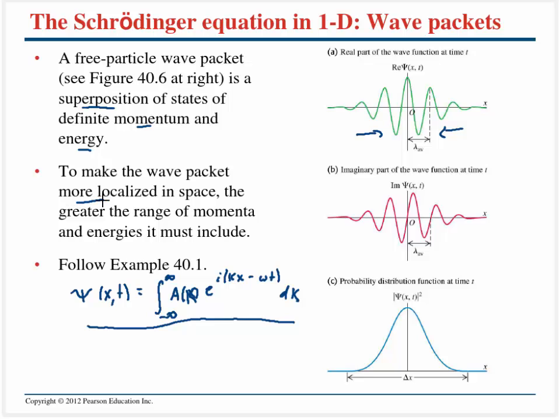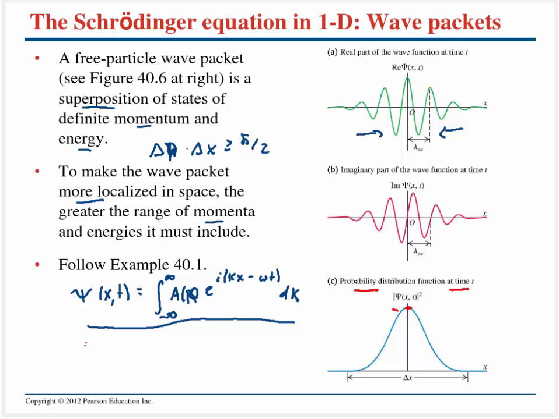And to make the wave packet more localized, then we just have to increase the range of momentum and energies it must include. And kind of the reason for that is because the delta in momentum times the delta in x must be larger than or equal to h bar over 2 pi, so Heisenberg's uncertainty principle comes back once again. Now, if we were to look at the probability distribution function at some given time t, now this guy right here will have some peak, and that's going to be kind of like the most probable place to find this particle or this wave that we're looking for.